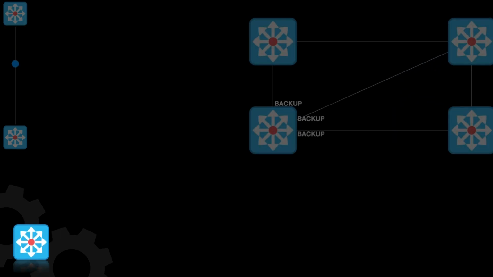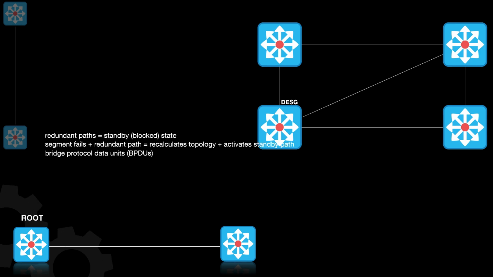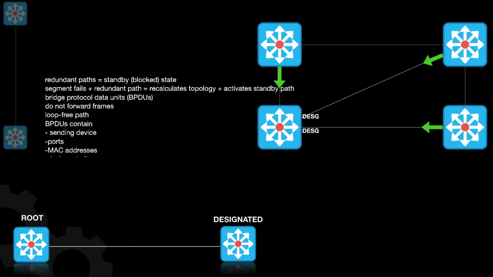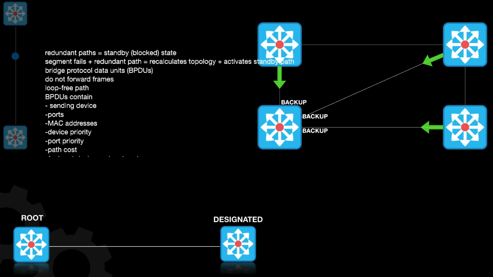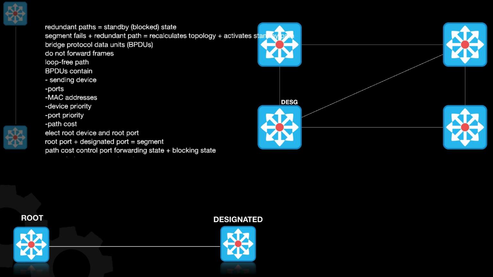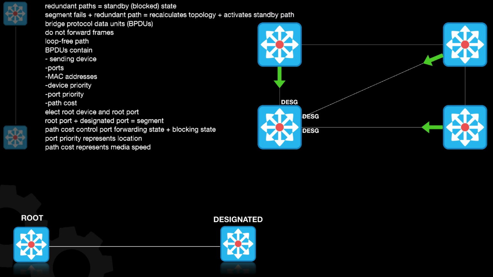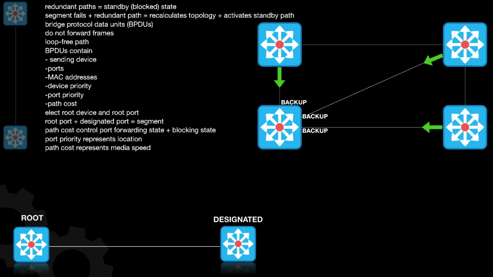The switch that has all of its ports as the designated role or as the backup role is the root switch. The switch that has at least one of its ports in the designated role is called the designated switch. Spanning tree forces redundant data paths into a standby, blocked state. If a network segment in the spanning tree fails and a redundant path exists, the spanning tree algorithm recalculates the spanning tree topology and activates the standby path.